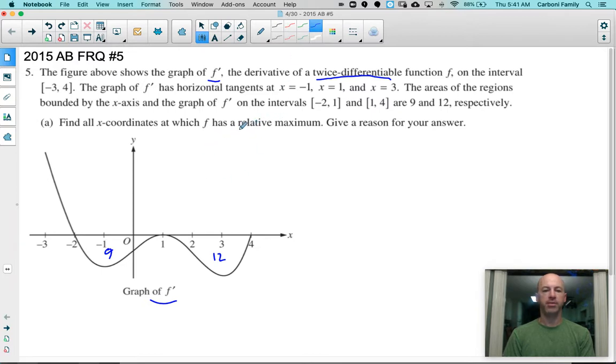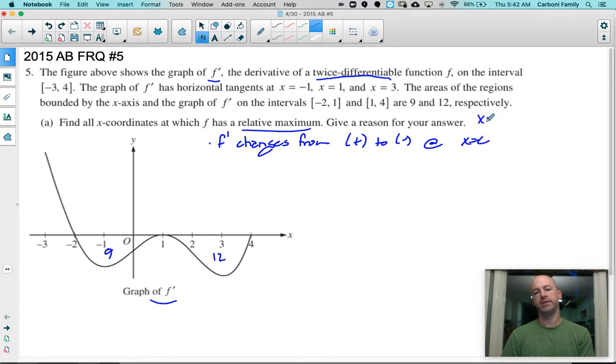The most common way to show a relative maximum exists is first you want to find critical numbers. And for a relative maximum, you almost always want to show, this is my game plan, that f prime changes from positive to negative at a critical number, where x equals c is a critical number.